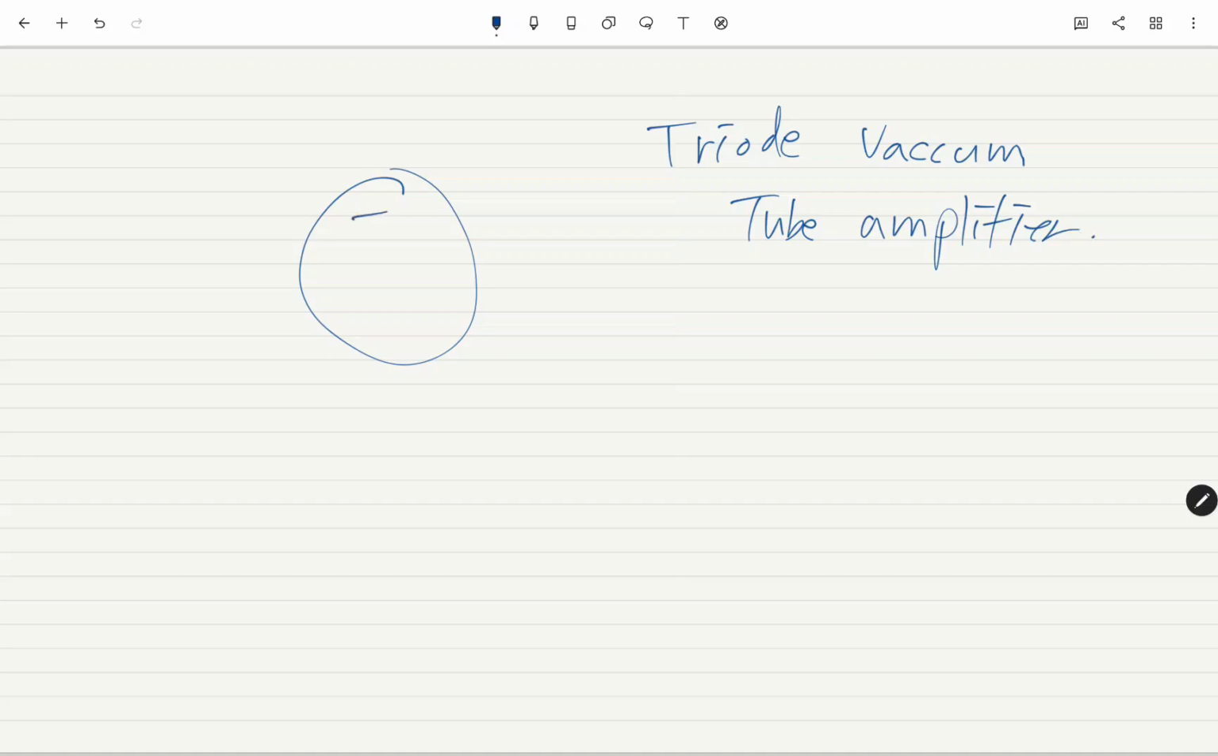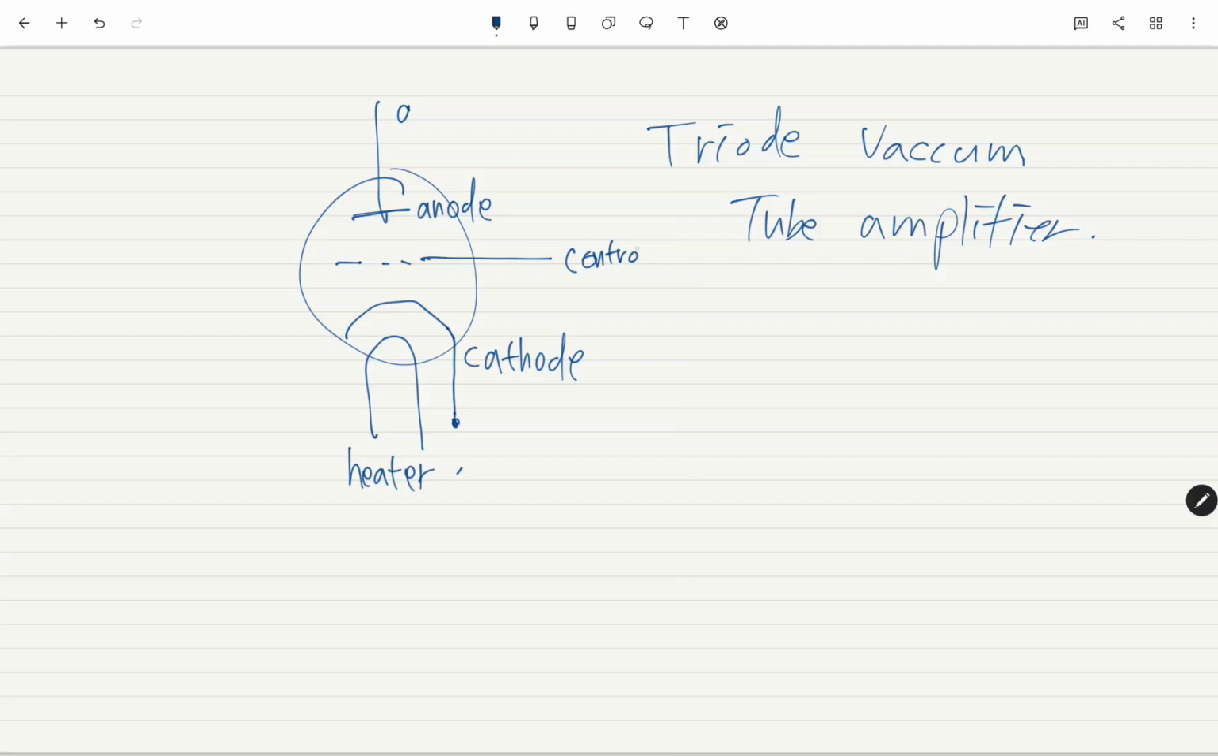Okay, so we have here the anode. So here's the anode, and here we have something like a cathode, and here we have a heater, and here we have a control grid. This is a triode vacuum tube amplifier. So in the old days, back in the 1950s, people used this triode vacuum tube amplifier for amplifying signals.